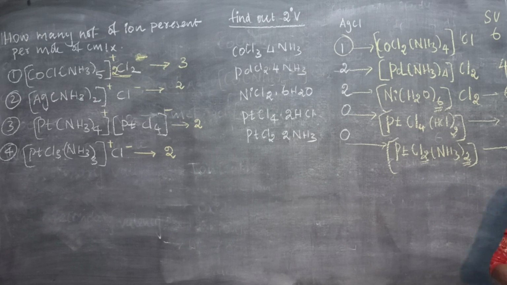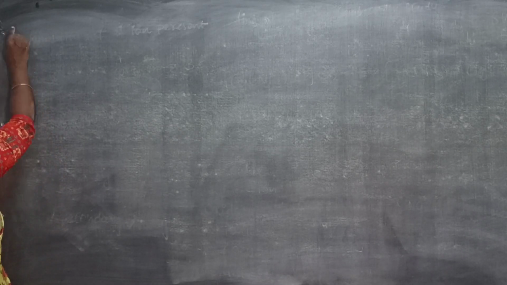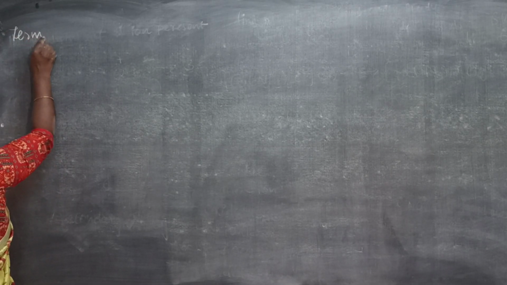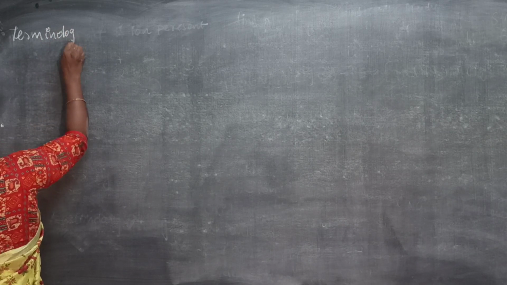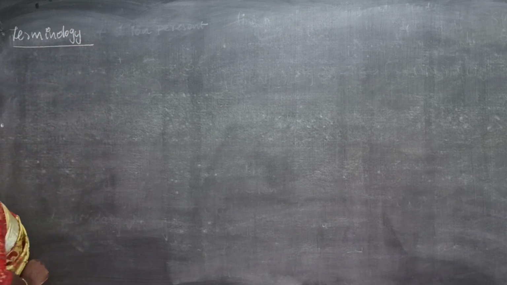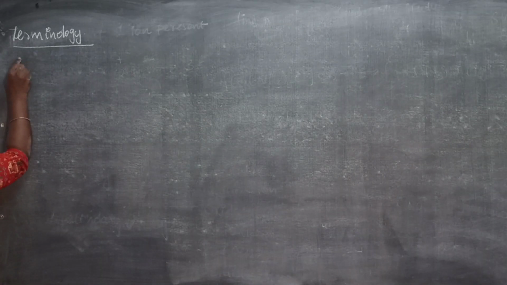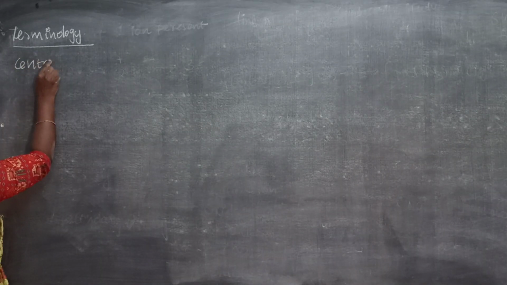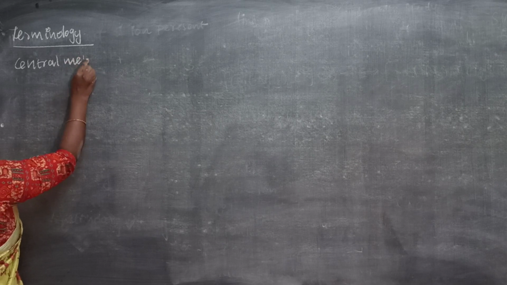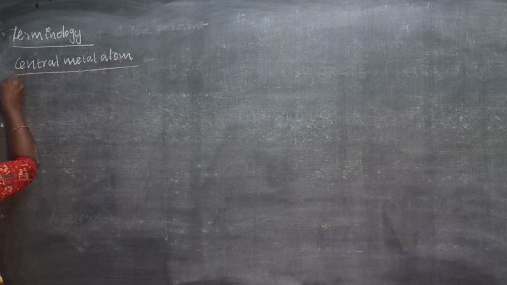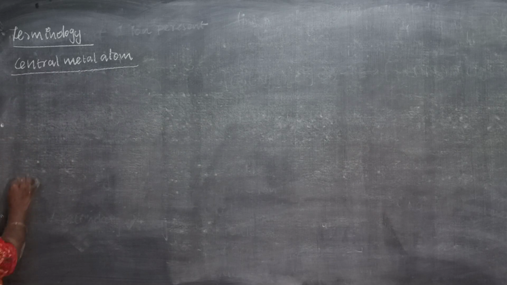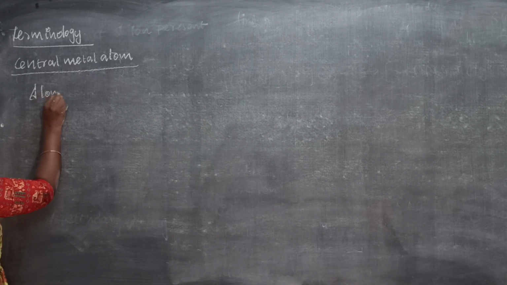That's the next topic. The next topic is terminology in coordination complexes. What are the main terminologies in coordination complexes? Okay, the first is central metal atom and ligands. Central metal atom. First we discuss the central metal atom. It is an atom or ion.